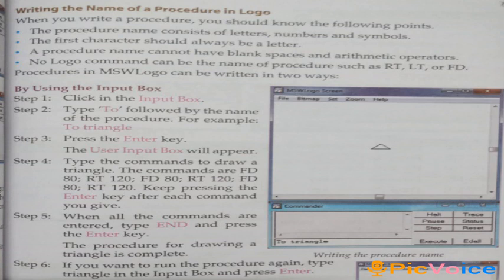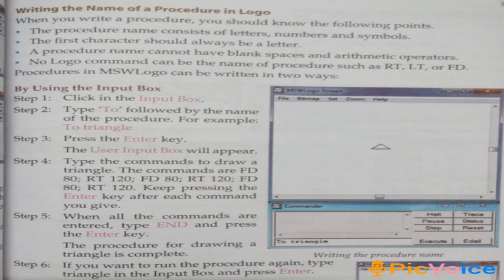Step 4. Type the commands to draw a triangle. The commands are FD80, RT120, FD80, RT120, FD80, RT120. Keep pressing the enter key after each command you give.